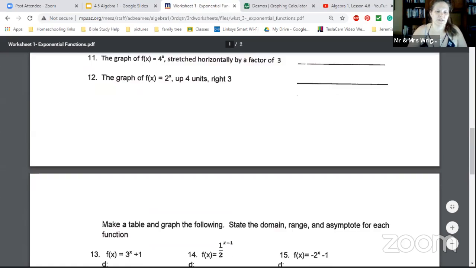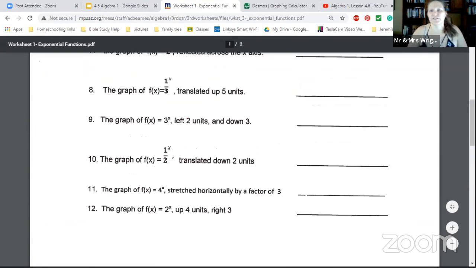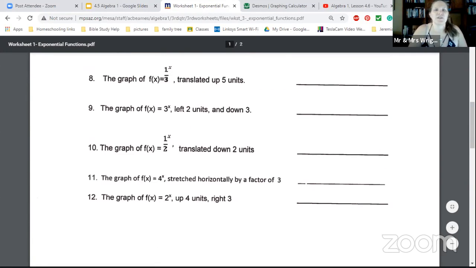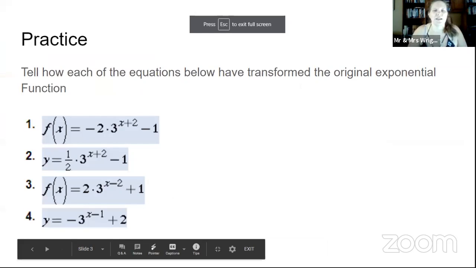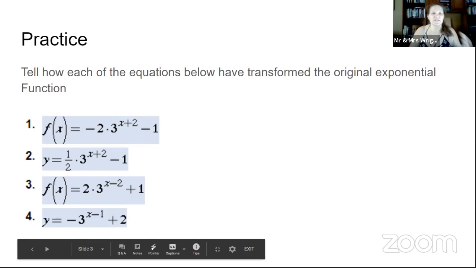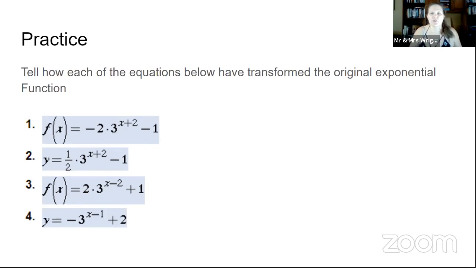All right, and that's all we're going to get into today on this graph. I do have some practice problems here for you to do. So go ahead and press pause on the video, work these out yourself. It says tell how each equation has been translated from the original exponential function. So pause the video, write it down in your notebooks, and then unpause when you're ready to review.